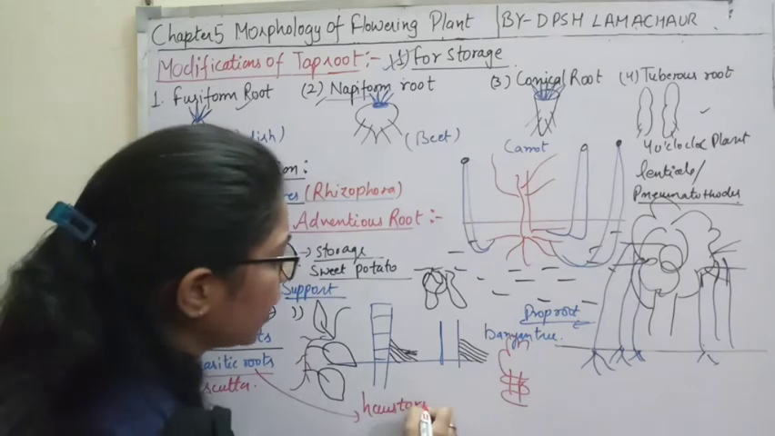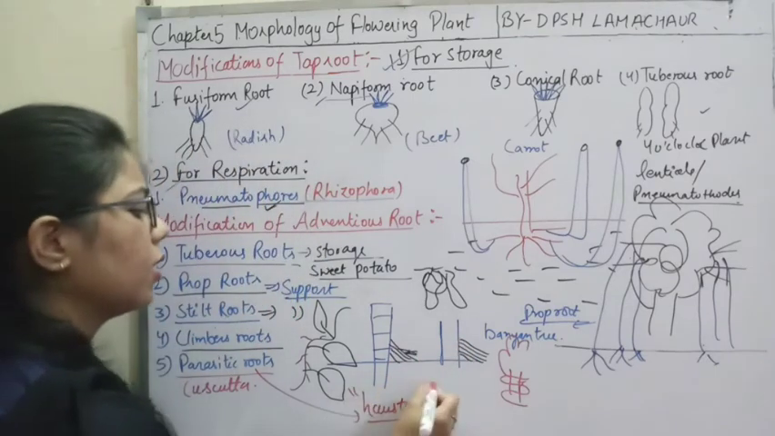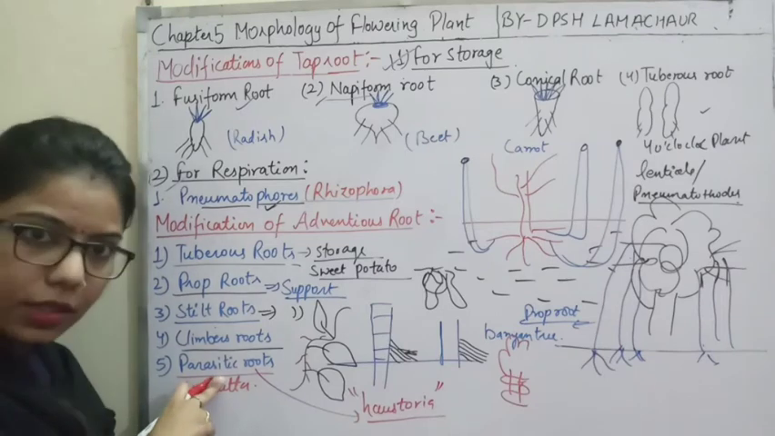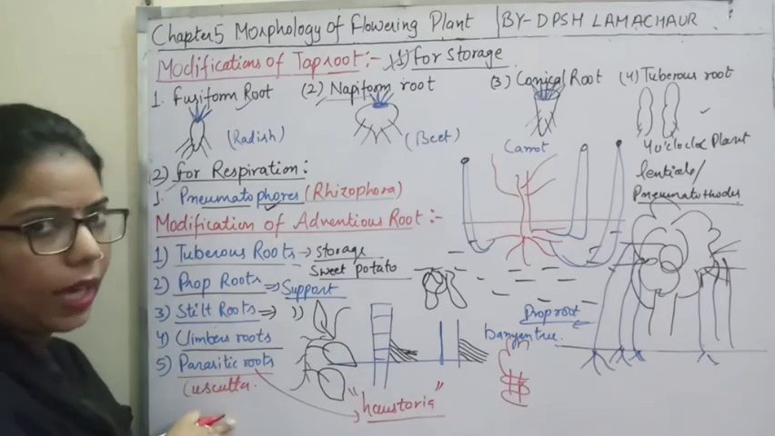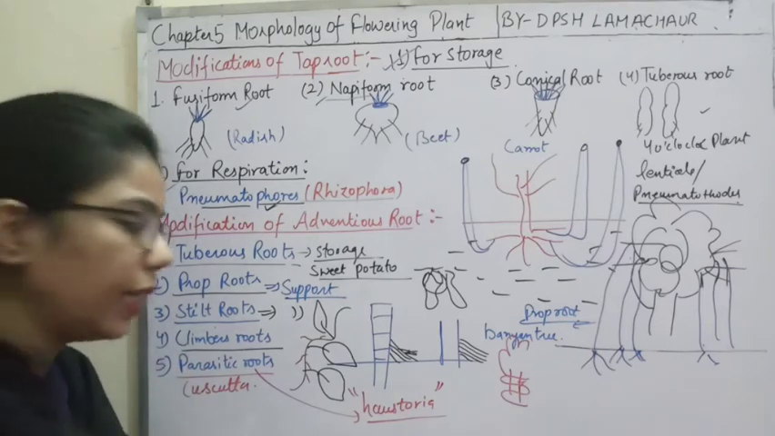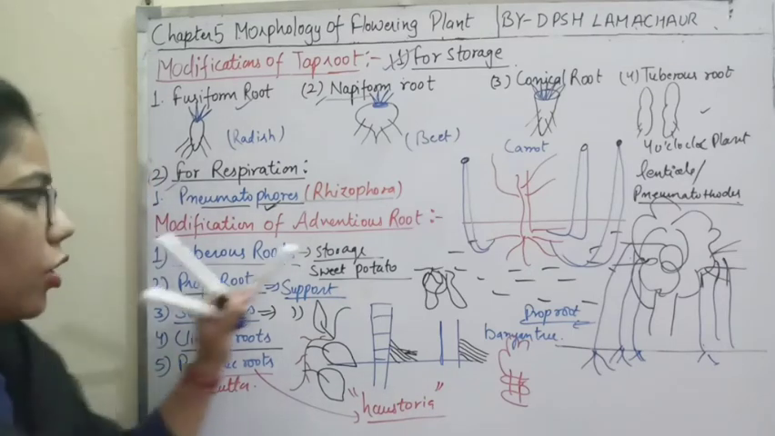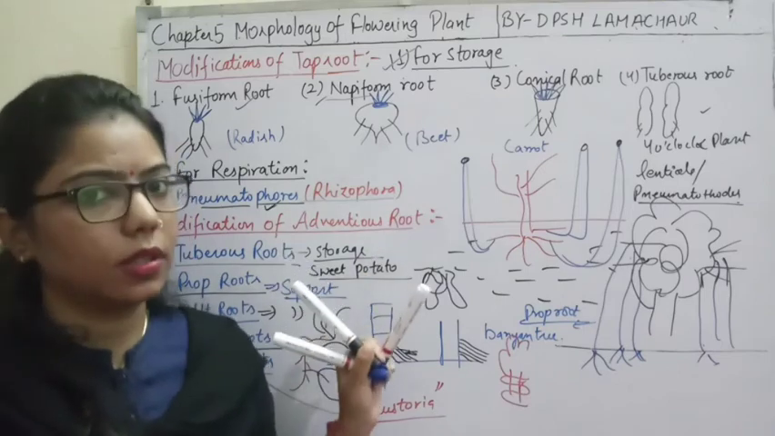What will you say? Haustoria is the structure present in the parasitic root, which helps them take nutrition from the host plant, and they affect the plant. So we have done all the modifications of the adventitious root system.